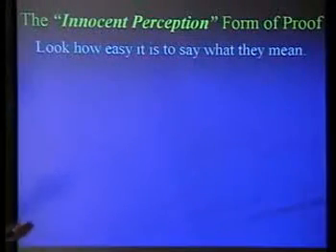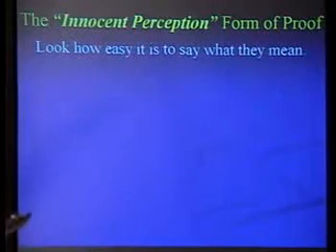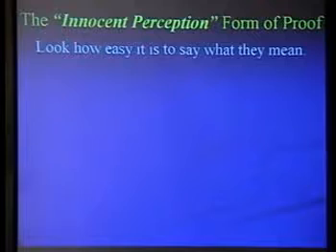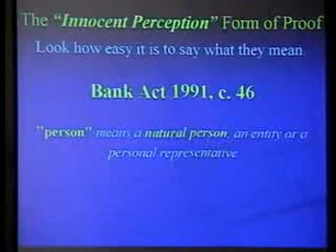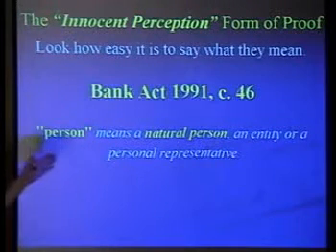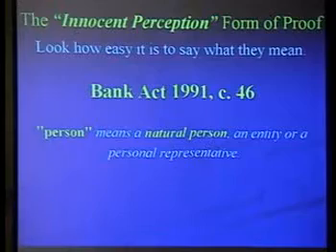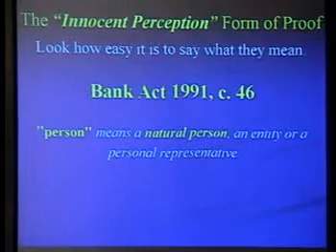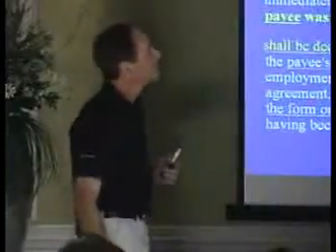Now again, let's go back to use that innocent perception, just the form of proof. Just look how easy it is for them to say what they want to mean. We saw this earlier, the Bank Act. Person means a natural person, an entity, personal representative. If we were in there, do you think they could afford a few more letters and ink to put it in there? We're not in there because we can't be in there. They know it. They've known it for years. They just tried to convince us we were by getting us to forget, not teaching us who we were. Okay, pulling that out of our legal system.